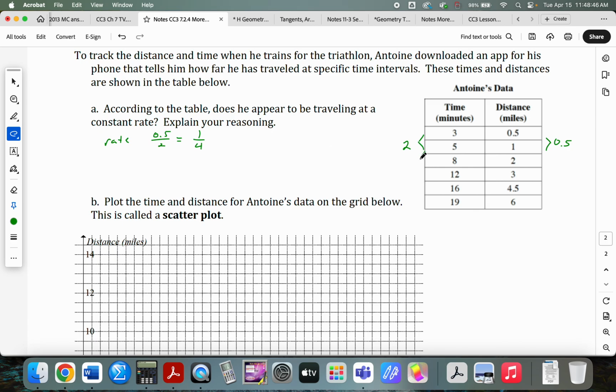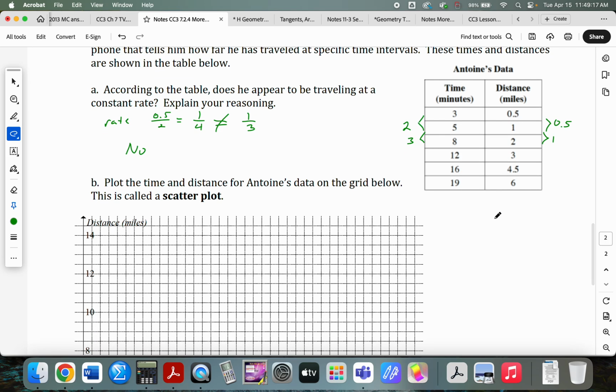On the next interval, this is now 3 and this is 1, so it's 1/3. And those are not equal, are they? I'm not trying to solve something. They're just not equal to each other. So the answer is no. Now I want you to take a minute and graph those points.